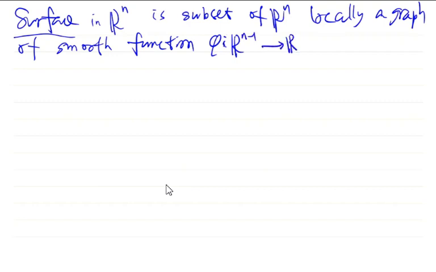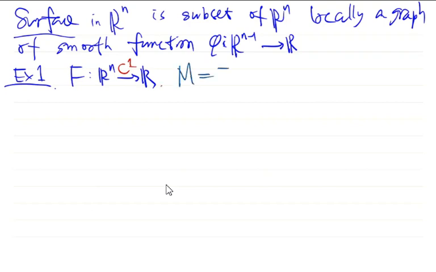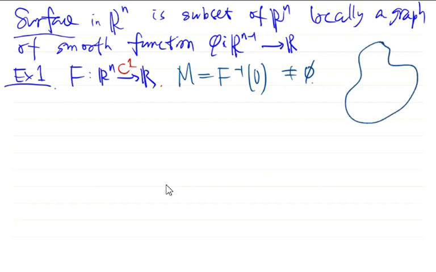A -1 variable function. Okay, so we consider several typical examples of surface. The first example, our capital F is a function in Rn, C1, continuously differentiable, and our capital M is the inverse of 0 under F. We assume that this is not empty. That is, M is the set where F is 0. So this is M. F is 0. Okay?